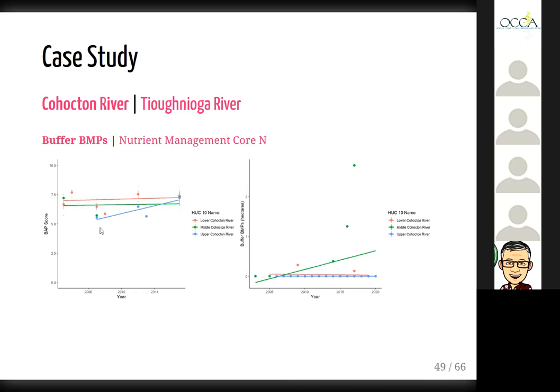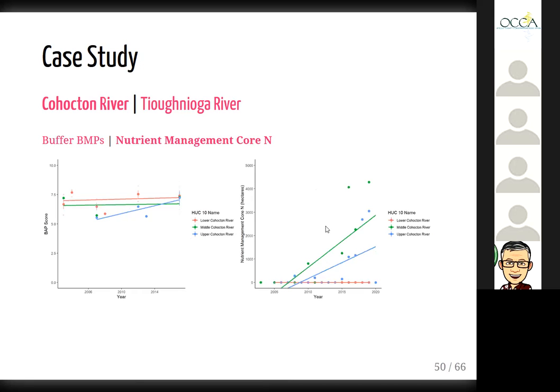But this is just to show that in some of these HUC10s, in some of these areas, there are changes. There seems to be some change in the BAP scores, but there's no real clear corresponding changes of what we've been doing implementing the BMPs in those areas. So we're not really sure what the relationship actually is between the BMPs implemented and the buffers and the BAP score, or even the nutrient scores in these areas.